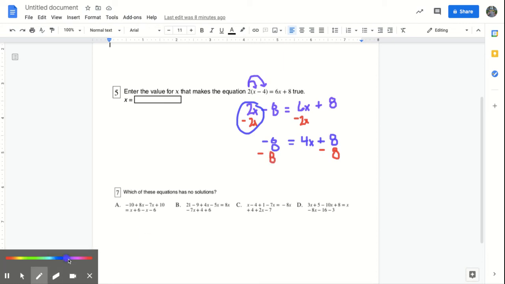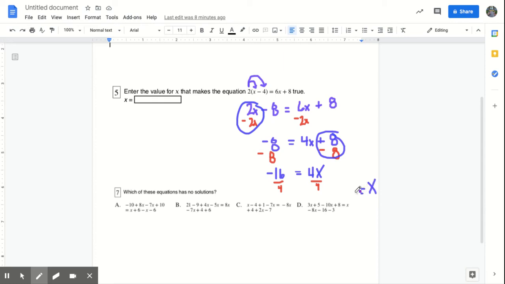So what that gives me is, over here, negative 8, or minus 8, minus 8 more is negative 16. On this side, that's gone, and all I have left is 4x. All right. So from here, I just want to undo that multiplication in front of the x. So I divide by 4. Since I know 4x makes negative 16, I need to divide to figure out what 1x will be. The x is equal to negative 16 divided by 4, which is negative 4. All right, so there's your answer for that one.